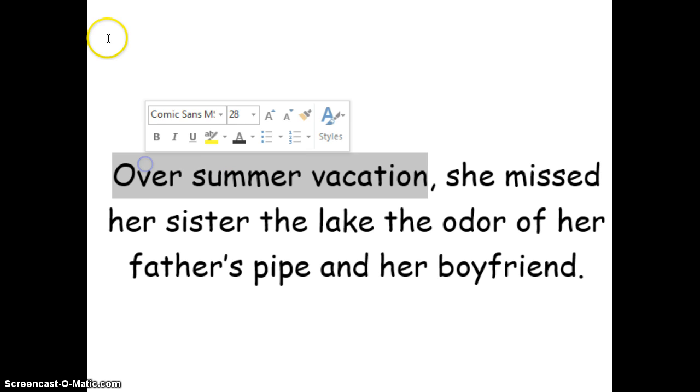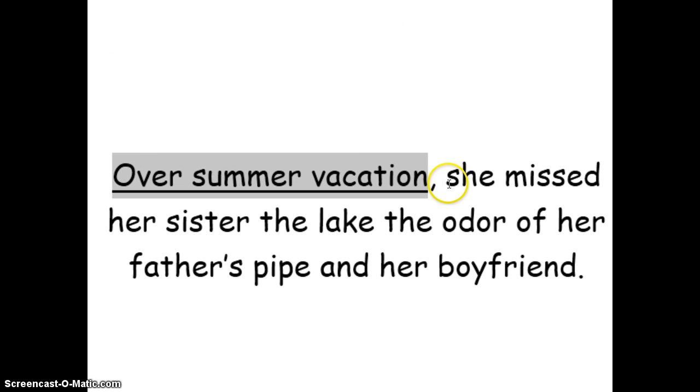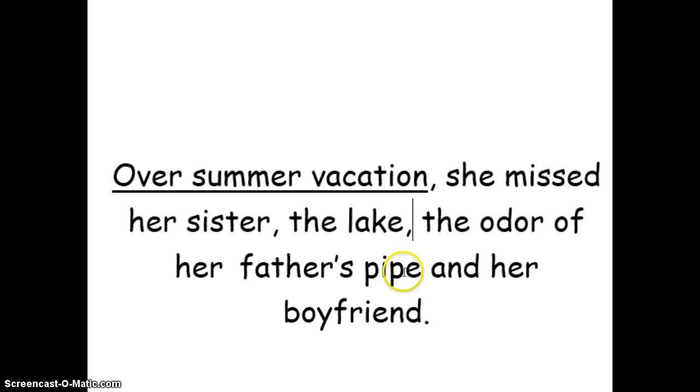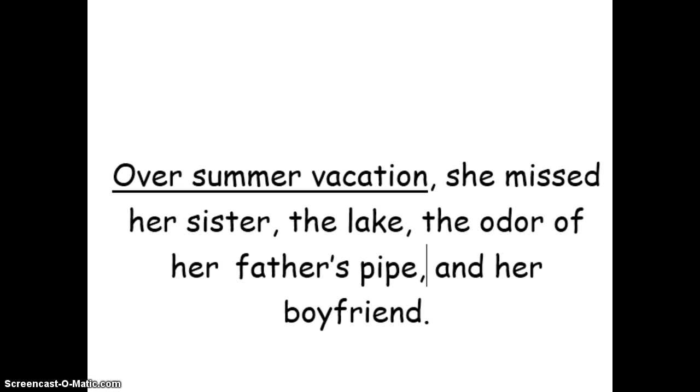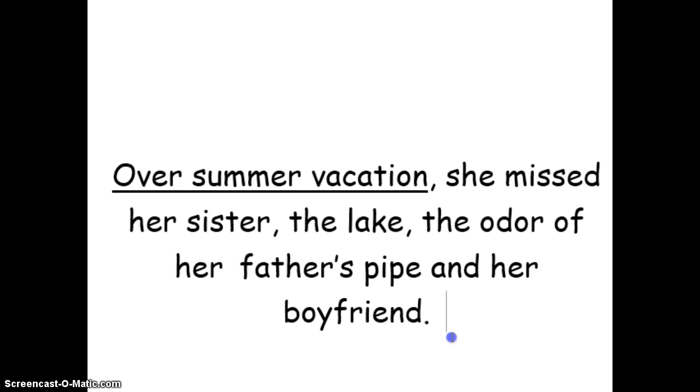Another example: over summer vacation, she missed her sister, the lake, the odor of her father's pipe, and her boyfriend. We need several commas. The first we need after our introductory phrase, over summer vacation. Then we have a series of events. She missed her sister, the lake, the odor of her father's pipe, and her boyfriend. If we forget to put in that last comma, we are saying that she misses not only the odor of her father's pipe, but the odor of her boyfriend as well. It's so important to realize how important it is to have commas.